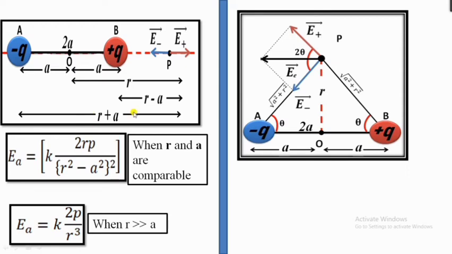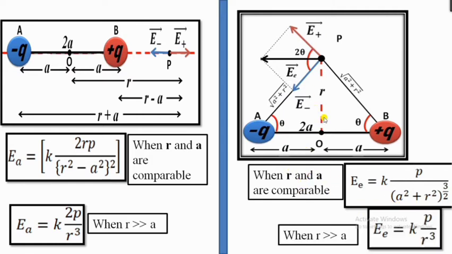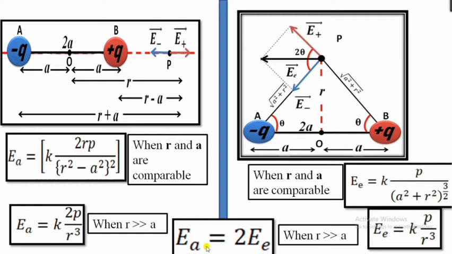Now for the equatorial line, the electric field is given by this expression when r and a are comparable, and if the dipole is short, that means this distance r is long as compared to a, then this formula is simplified into this form. And if we compare the electric field at the same distance at an equatorial point and an axial point, then the electric field at the axial line is 2 times the electric field at the equatorial line for the same distance.